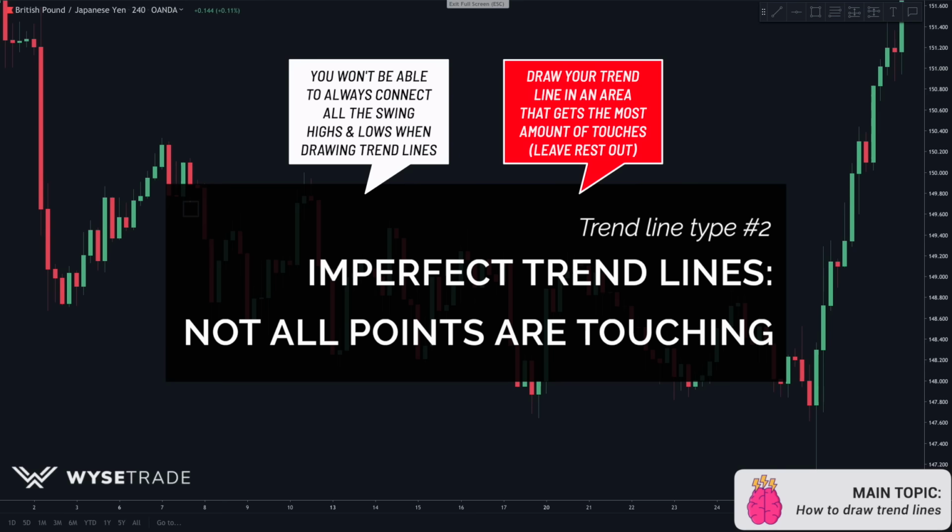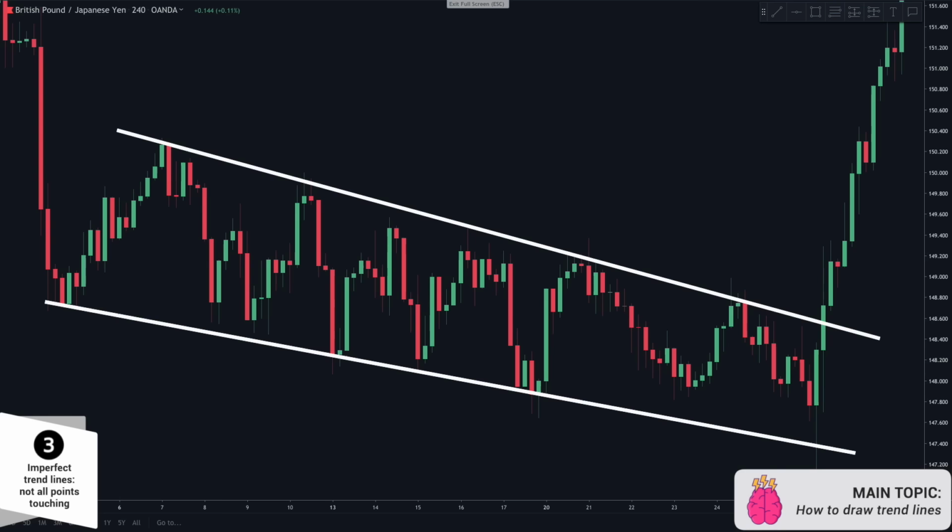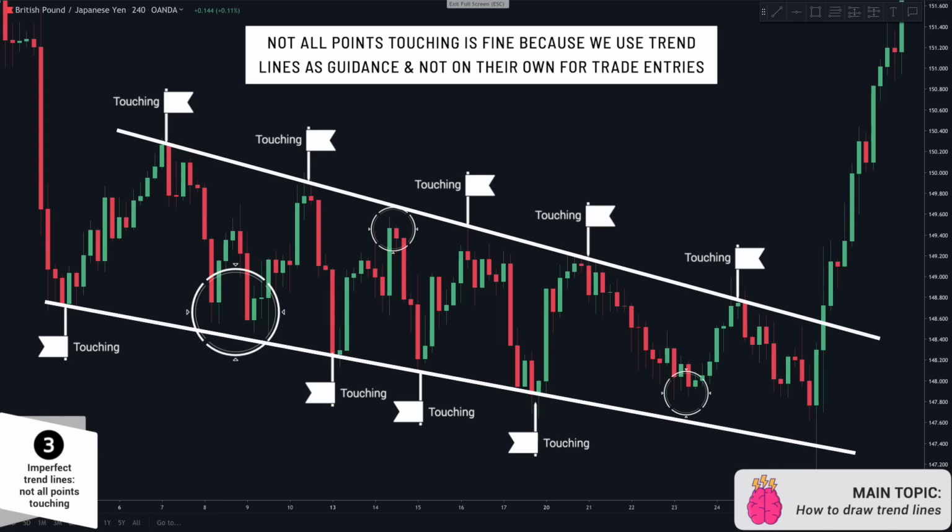So here is a clear moving downtrend. And let's go ahead and apply our trend lines where we can get as many touches as possible. Now notice how these points here all touch the trend line, but these points here do not touch. And that is perfectly fine because again, we use trend lines as guidance. We don't use them on their own for trade entries.